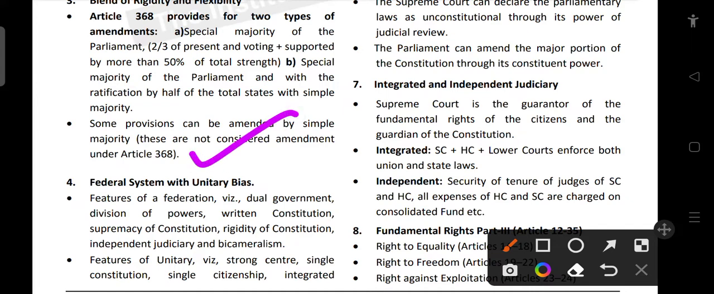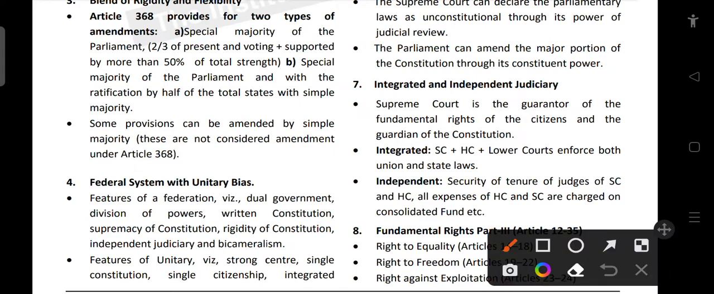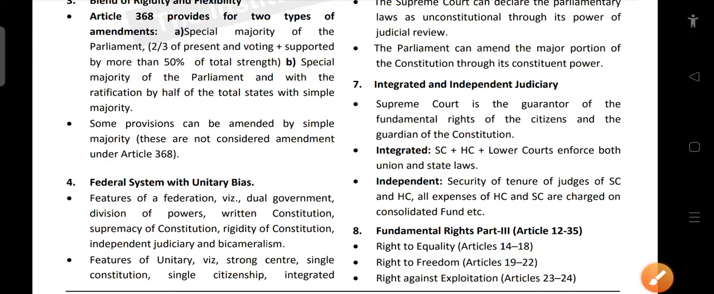Now, the next feature is federal system with unitary bias. Features of federation are dual government, division of power, written constitution, supremacy of constitution, rigidity of constitution, independent judiciary, and bicameralism. All these things are the features of federation.